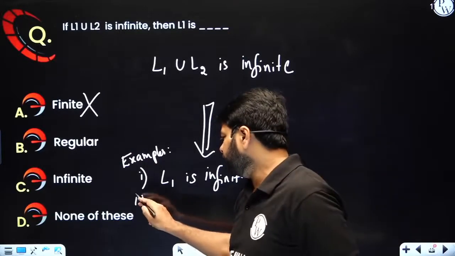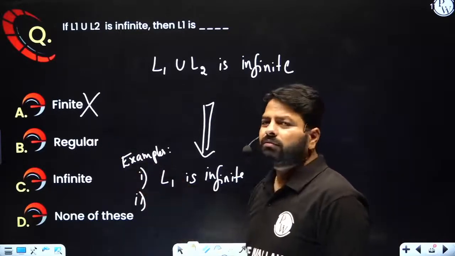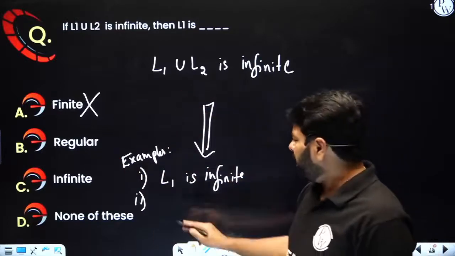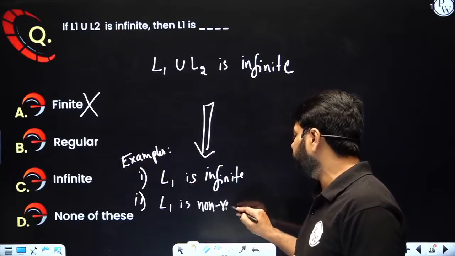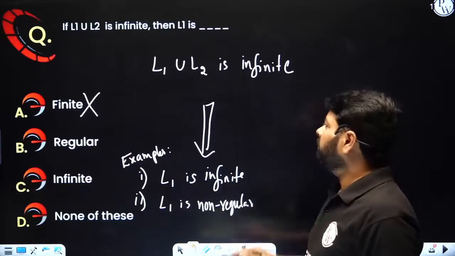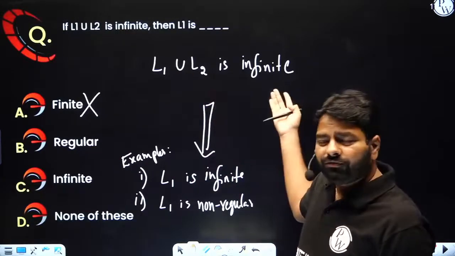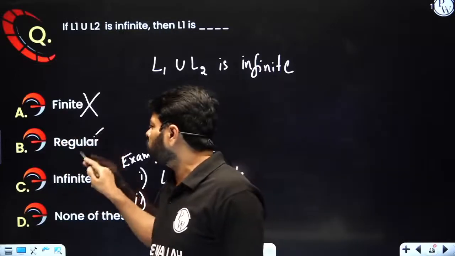Second, regular. Is L1 required to be regular? I can take L1 as non-regular, and every non-regular language is infinite too. The non-regular union L2 is also infinite. So this statement is also wrong.